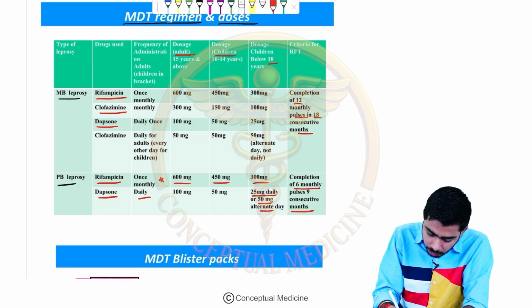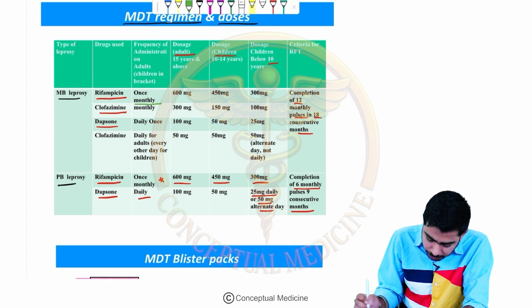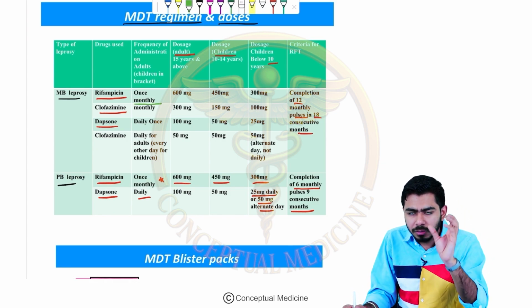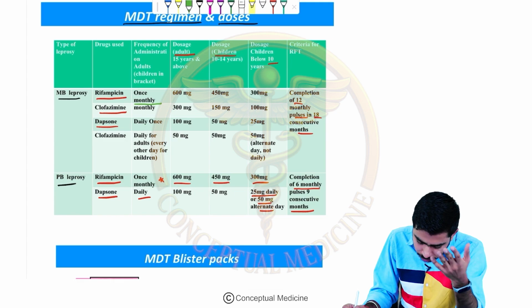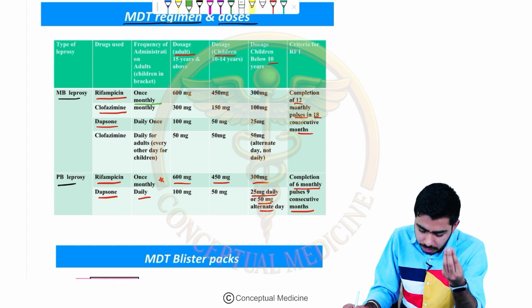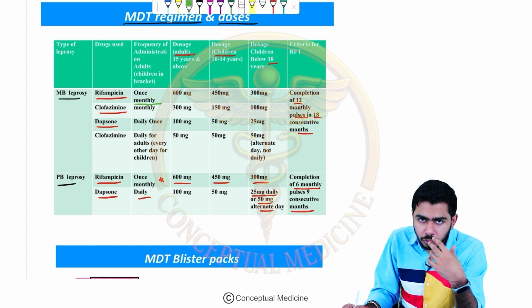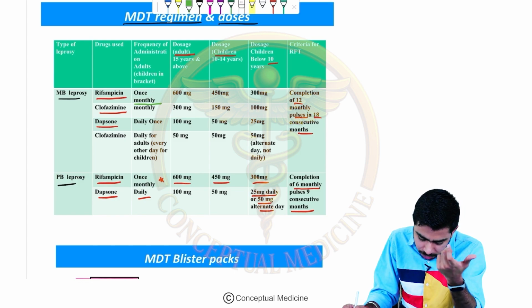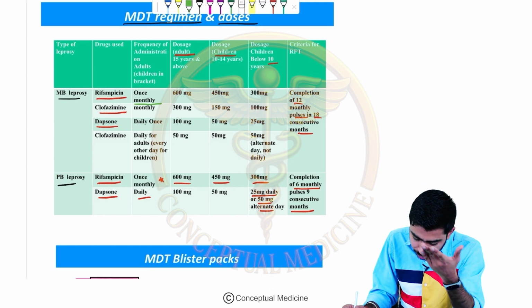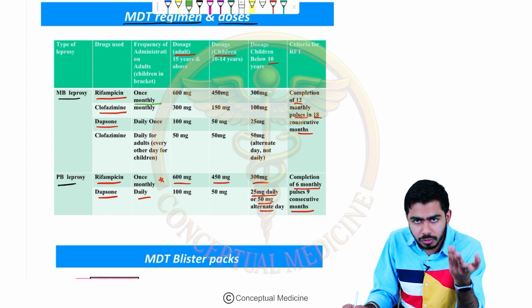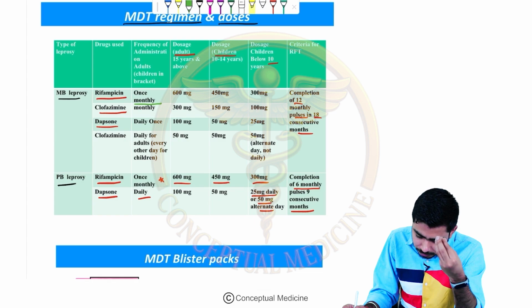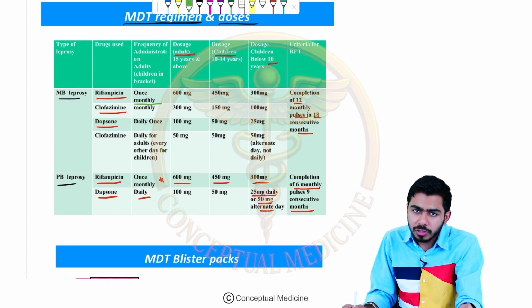Okay, fine. Now look, Rifampicin once monthly, that will be the same for Paucibacillary and multibacillary both. As far as Dapsone is concerned, that should be taken daily once. That is same for the Paucibacillary and multibacillary. The doses are changing. For the multibacillary we are using 600 mg, and for the Paucibacillary also 600 mg, but that will be for the adults. For the children, the dose is changing, 600 to 450 as far as children doses are concerned, right? And if it is below 10 years, then it will be reduced to 300 mg, right?